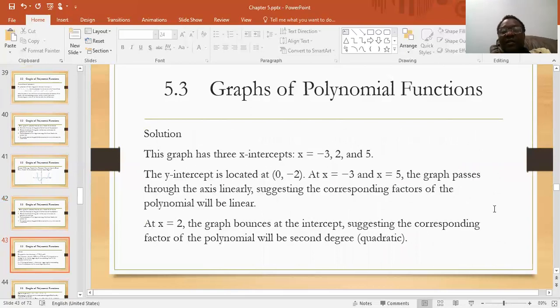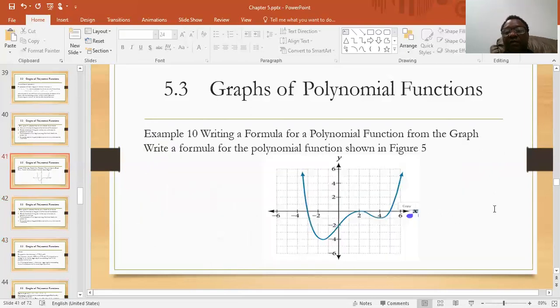So this graph has three intercepts, -3, 2, and 5. The y-intercept is located at the point (0, -2). At x equals -3 and at x equals 5, the graph passes through the x-axis linearly. Let's get back to the graph. We can see that at -3, the graph is kind of like a line. And at 5 also, the graph is like a line. This tells us that the multiplicity of the function at these points are odd numbers.